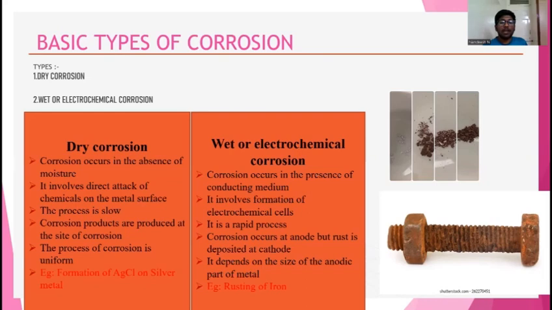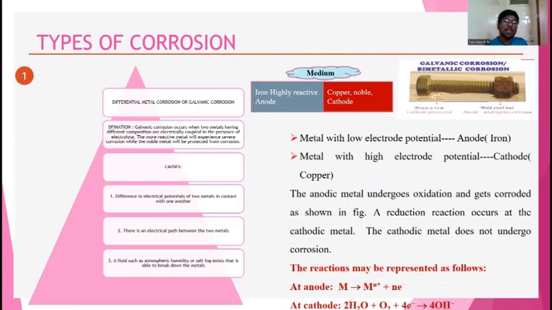Another type, wet or electrochemical corrosion. Corrosion occurs in the presence of a conducting medium. It involves formation of electrochemical cells. It is a rapid process. Corrosion occurs at the anode, but rust is deposited at the cathode. It depends on the size of the anodic part of the metal. Example for wet corrosion: rusting of iron.